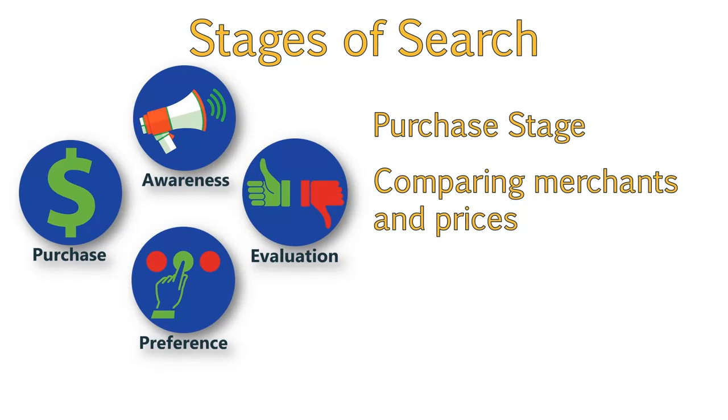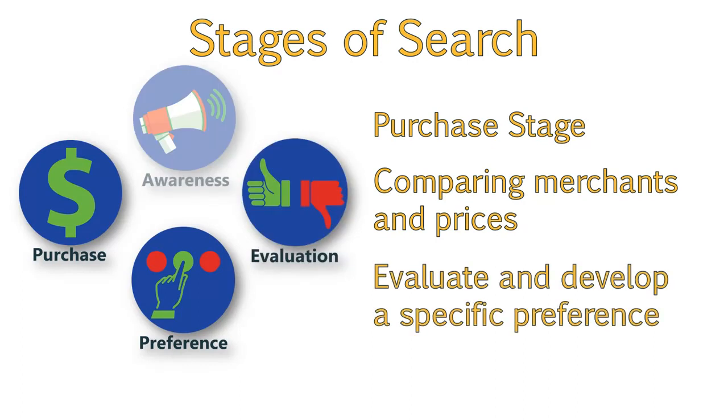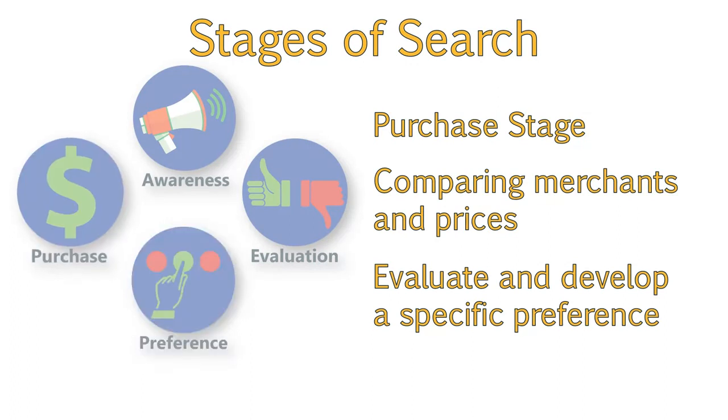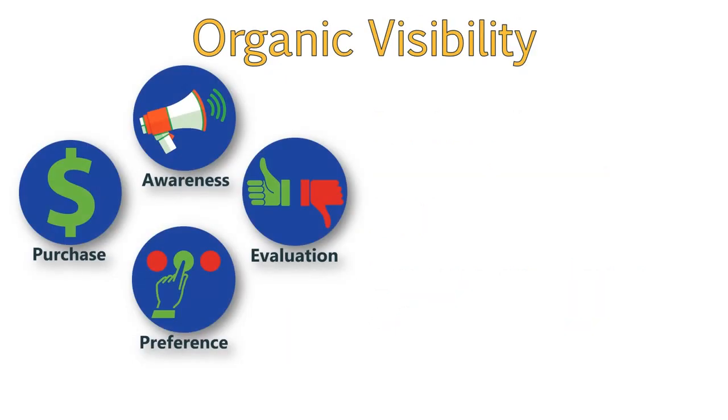So just to recap, you start off with a general awareness of what you are looking for. Evaluate those choices and develop a specific preference. Look into that preference and make a final decision, and move on to the purchase or resolution phase. Having an organic presence is useful in all stages of the cycle, but is more useful the closer you get to the actual purchase phase.